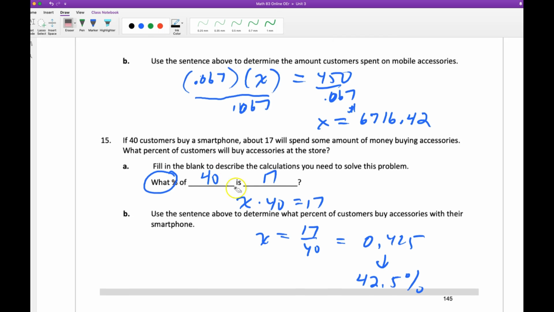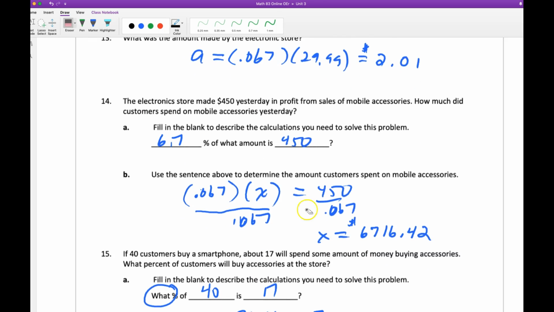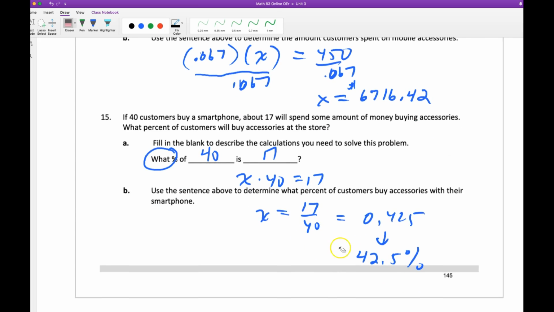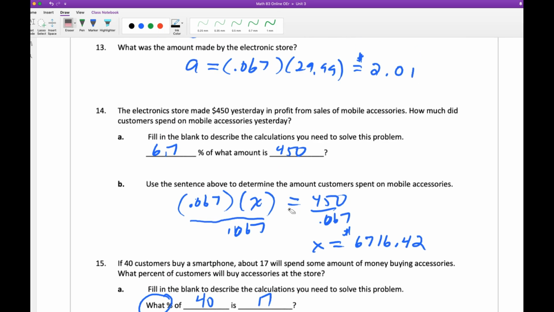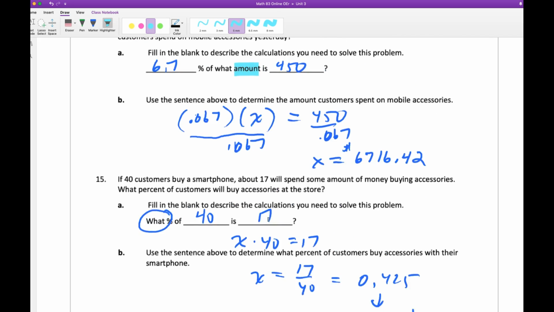Then looking at some of this here, what percent? Now we're solving for a percent. In this case, what percent? X times 40 equals 17. You could also say, if you're looking for the percent, amount divided by the whole, and you end up with those answers there. These are just multiple ways to do it. Thinking about this one up here, you have to be careful of the word amount. 6.7% of a whole really is 450. The amount is 450, so you have to be careful here. We're really looking for the whole in this case.